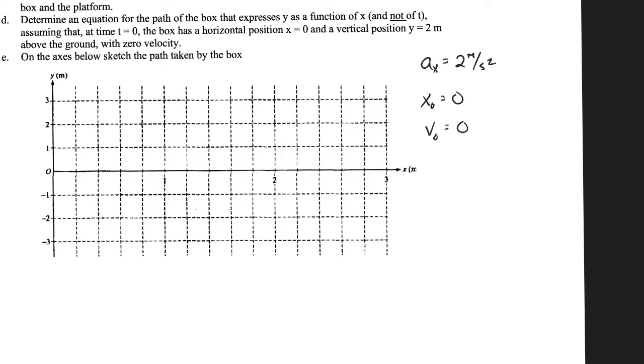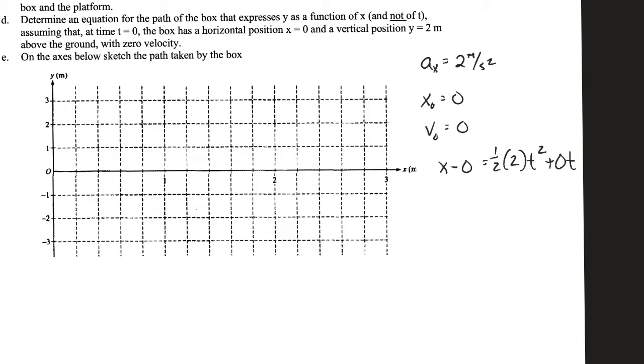So if I was interested in the displacement of the object horizontally, I could say that x minus 0 equals 1/2 a t squared plus 0t. That's a function for the horizontal position of the object, but it's a function of time. And they specifically say that we're supposed to have a function that does not have time in it. So what else could you do?